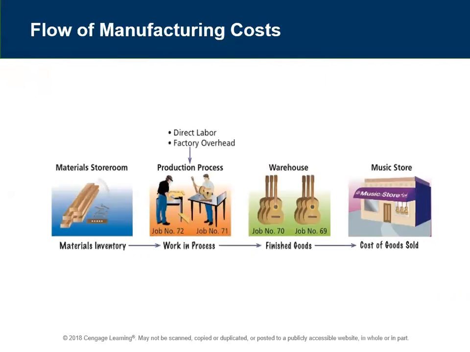That's the same flow. But notice now we have materials going into work in process. The only difference in your work in process now is we have different jobs. And then in the warehouse, we have finished jobs. Okay, so we're tracking per job now. But your costs are the same. Work in process, again, still has your manufacturing costs: materials, labor, and overhead.